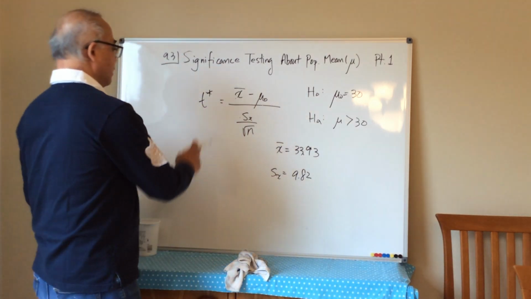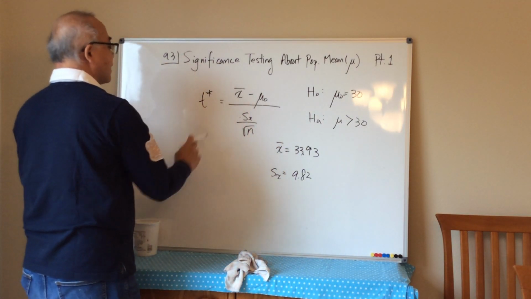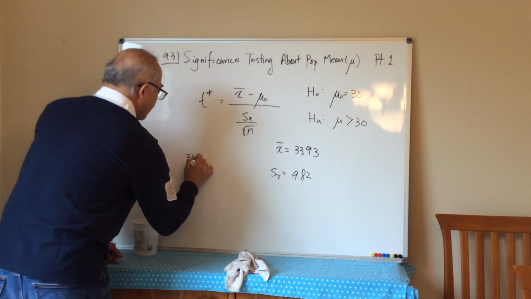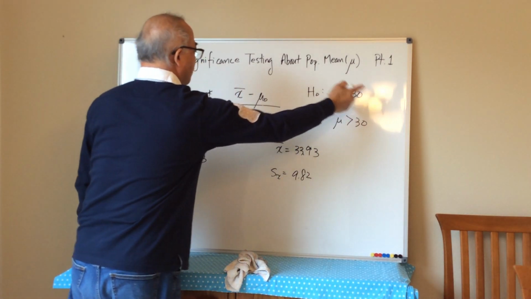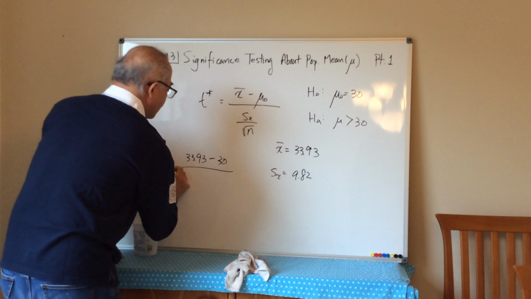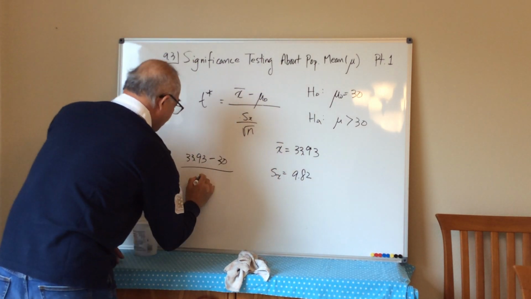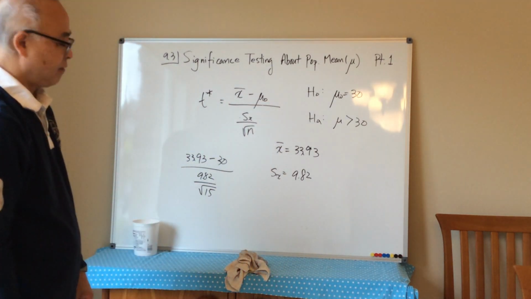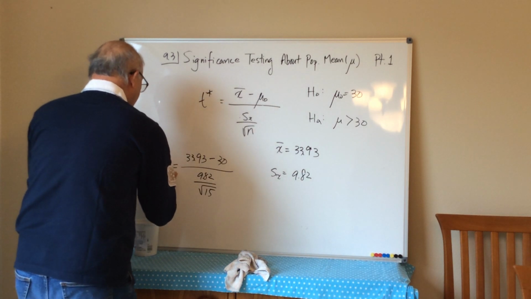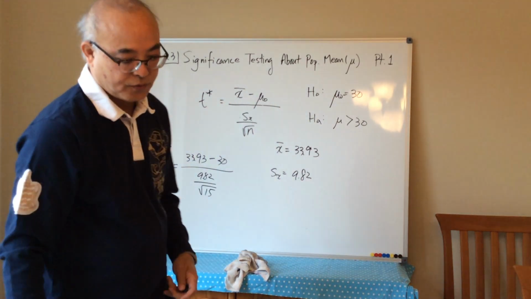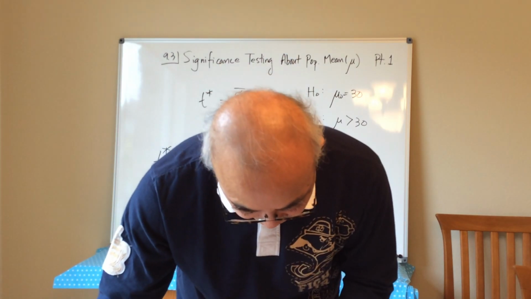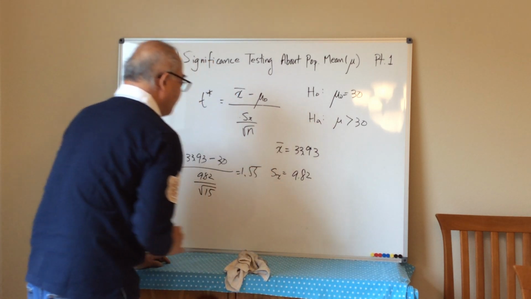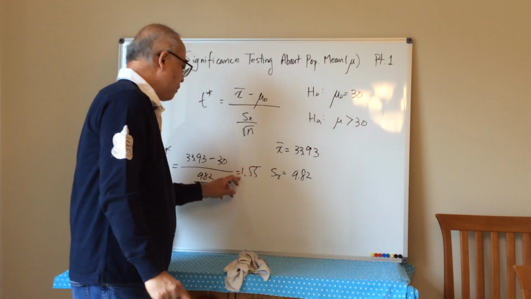So let's go ahead and calculate the actual standardized test statistic here. We're going to take 33.93 and subtract from it what the H0 says, 30. And then we divide by 9.82 over the square root of our sample size of 15. If we do that, we get 1.55. So our test statistic is going to be 1.55.